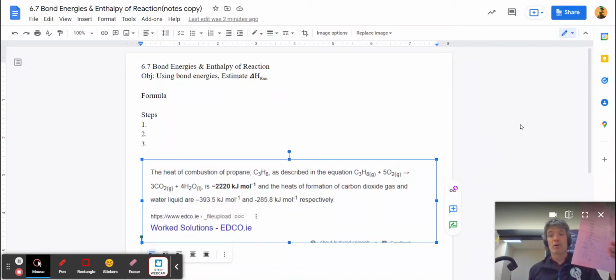Now, this information, specifically the formula that I'm going to give you, is not on your pink sheet. I'm going to give you a formula and some steps. The formula is not on this, so you're going to need to be able to calculate these based upon your knowledge that when a bond is broken, it requires energy, and when a bond is formed, it releases energy. All right, let's get right down to it.